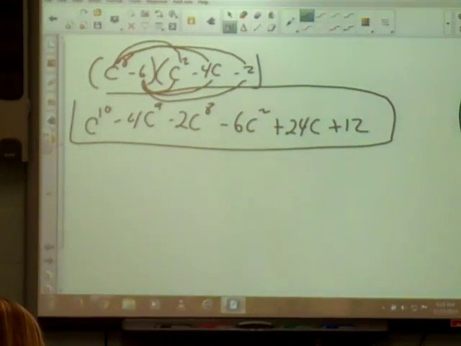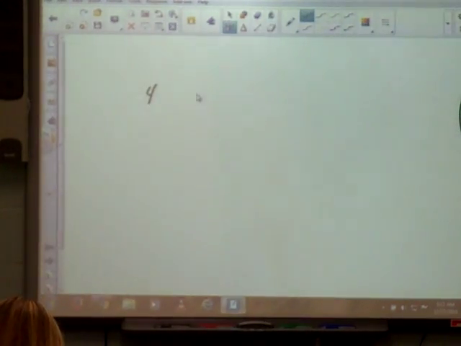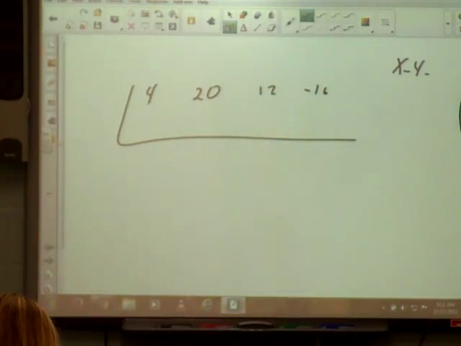Alright, number 5, got some division. On number 5, I chose to do synthetic division. It will work synthetically because you're dividing by x minus 4, and that's a 1x to the first power, so it will work with synthetic. So let me get my synthetic stuff set up. Y'all ready? Alright, we had 4x cubed, 20x squared, 12x, negative 16. Now, since we're dividing by x minus 4, you have to set that equal to 0 and solve, so it's a positive 4 that's going outside your box.